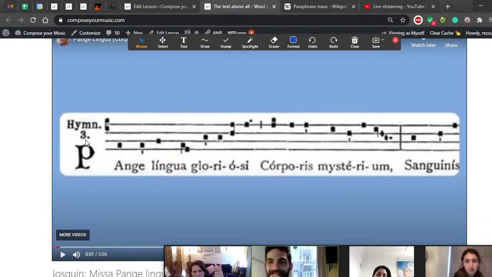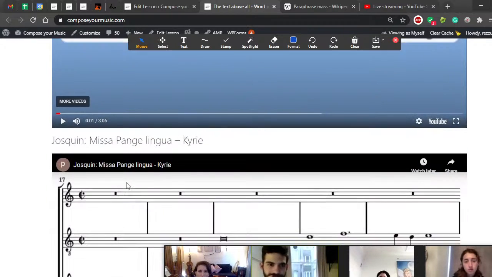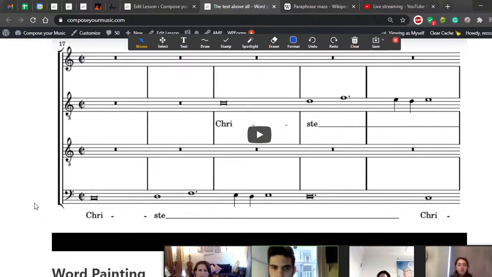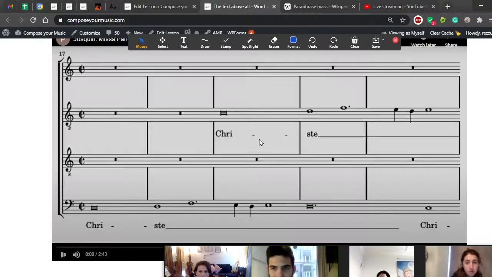Remember it's Dorian, Hypodorian, Phrygian, Hypophrygian, Lydian, Hypolydian, and Mixolydian, Hypomixolydian. So when it's mode 3, where are the notes? Now we have E, E, F, E. That melody is going to appear in the key, and in all the rest of the numbers of the mass of Pange lingua.